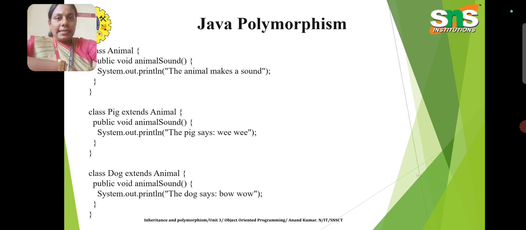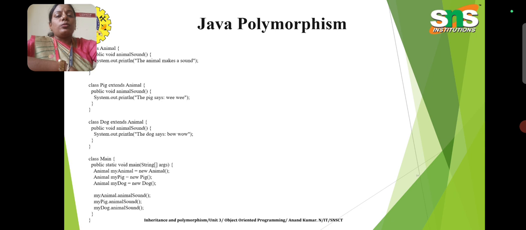So here the main class is animal. For that animal class we just create a method named animal sound. From that animal we extend the subclass, that is pig. Then the same method name will be implemented here also, and from that animal we can create another subclass dog, and that animal sound is also here.